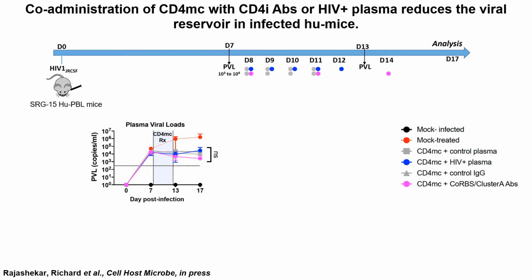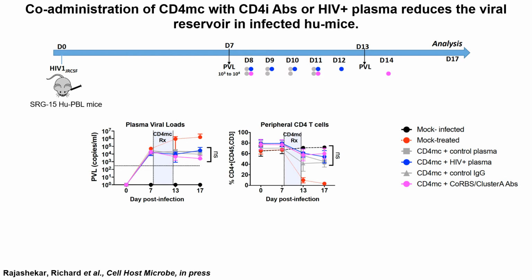We observed a significant reduction in the plasma viral load in all mice that were treated with the CD4 mimetic, which is consistent with the inhibitory activity of the compound against HIV-1. This was associated with the restoration of peripheral CD4 T cells.